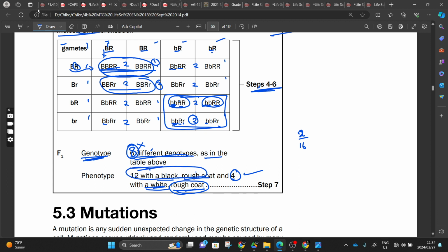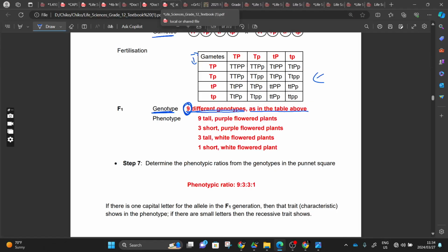So let me go to my textbook and show you how they come up with these nine different genotypes. Yes, nine different genotypes. Here we are crossing the heterozygous, and here we are crossing TtPp multiplied by TtPp, heterozygous for everything. So we are going to say one. How many of them do we have? We only have one. And then from two, we have two of these.